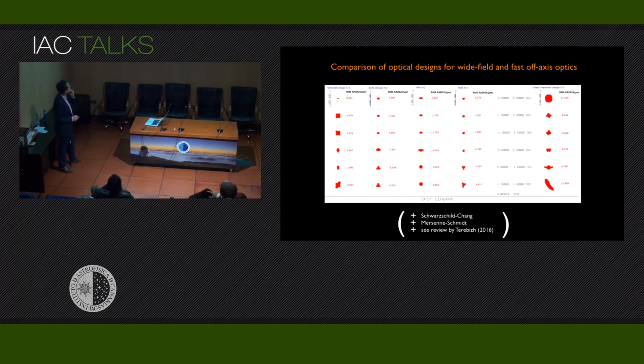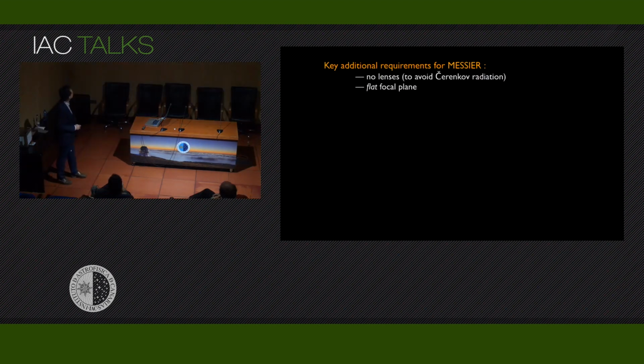So we have been exploring a number of different designs for fast and wide field. And we have done all sorts of studies, including some things that are not yet very well known. And eventually, we have found one solution. Now, we have to remember that we have 2 constraints. One is that we cannot use any lenses. And the reason is that if you have a very fast optics, you will be producing Cherenkov radiation. All the protons and electrons that will go faster than light within the lens will produce this Cherenkov.